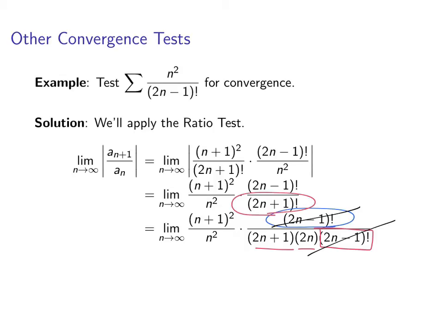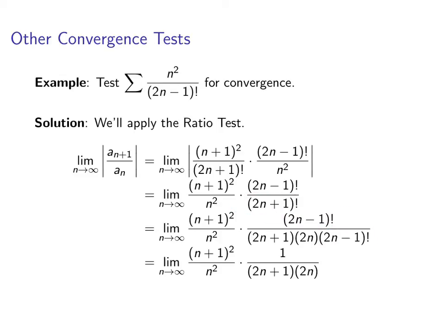This is something that's sometimes a little bit tricky to see. We might want to discuss this in class so that we see exactly how this works. Once those cancel, then you get this expression. And that limit is 0.